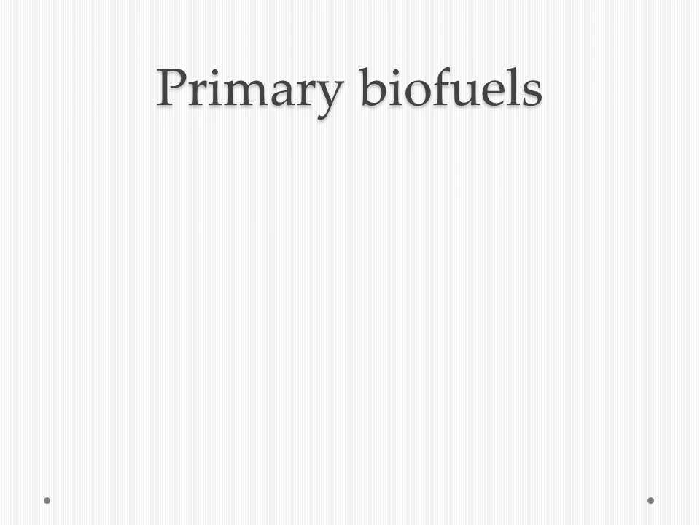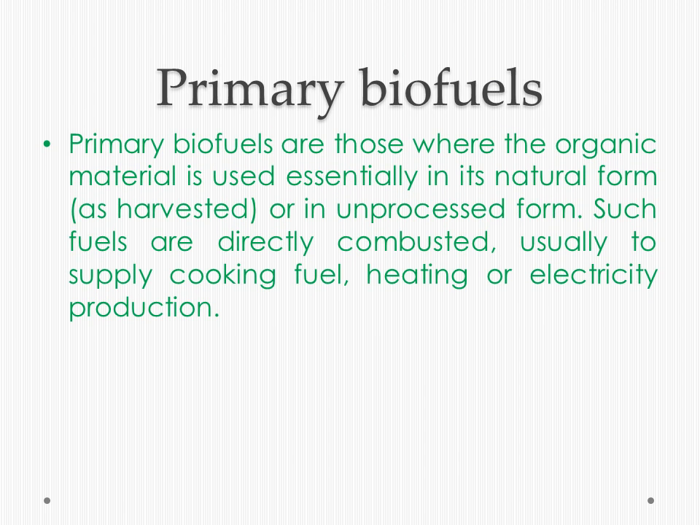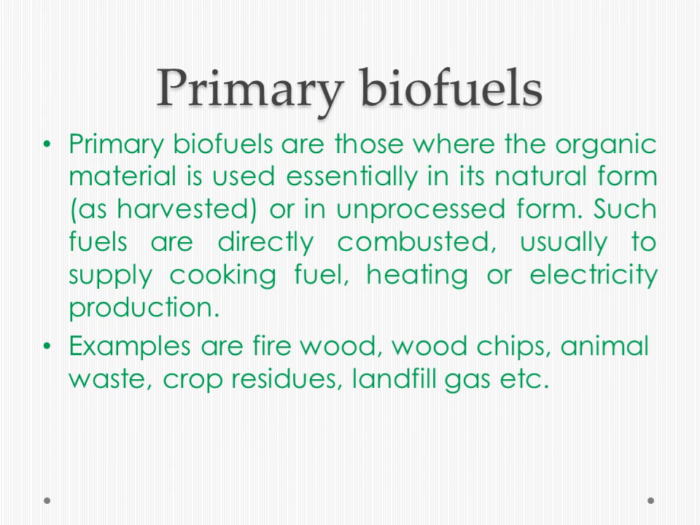Now, primary biofuels. Primary biofuels are the fuels in which organic material or biomass is used as such without any processing, or in its natural form. As it is harvested, it is used for the generation of energy, and these are termed as primary biofuels. And there are various activities in which these biofuels are used as such, and these are cooking, heating, and also in electricity production. Examples are wood chips, animal waste, crop residues, landfill gas. These all are the types of biofuels which are used in their natural form for the generation of energy.